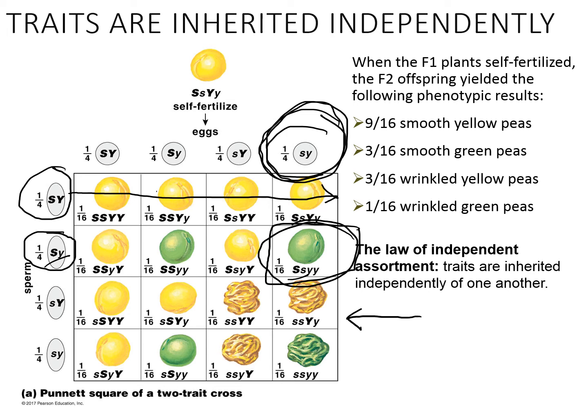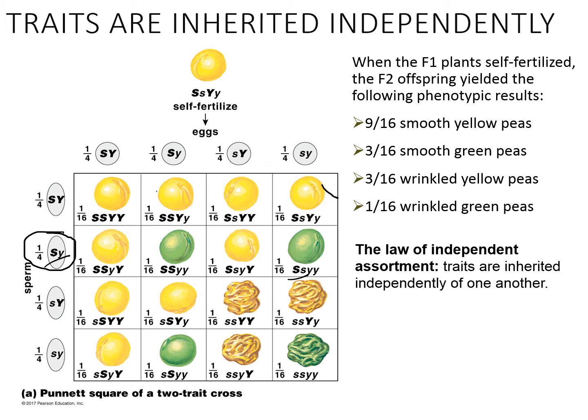All right, now if you do not understand this, I would pause the video and read through this section for this topic in your book. Last thing, the law of independent assortment is this. Traits are inherited independently of one another, and that's why we have to have this huge Punnett square.